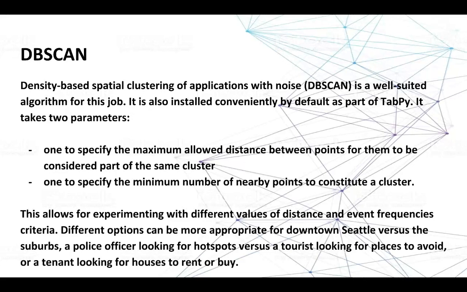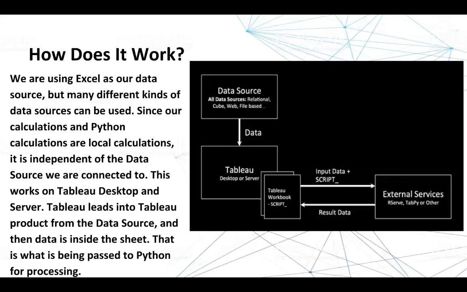Different options can be more appropriate for downtown Seattle versus the suburbs, a police officer looking for hotspots versus a tourist looking for places to avoid, or a tenant looking for houses to rent or buy. So let's see how Tableau and Python work together. We're using Excel as our data source, but many different kinds of data sources can be used. Since our calculations and Python calculations are local calculations, it is independent of the data source we are connected to. This works on Tableau desktop and server.